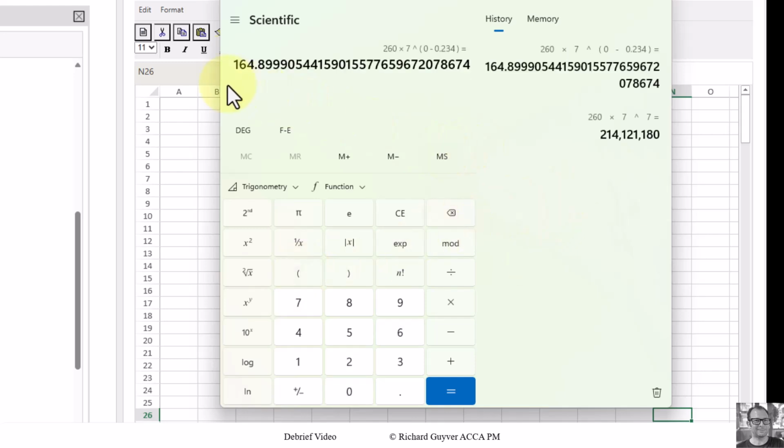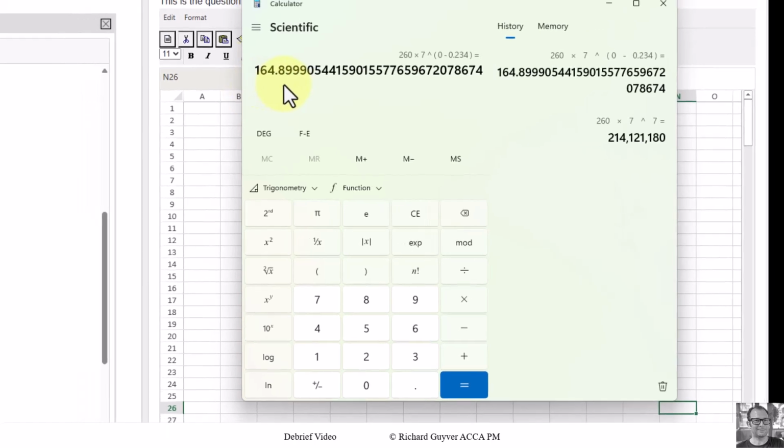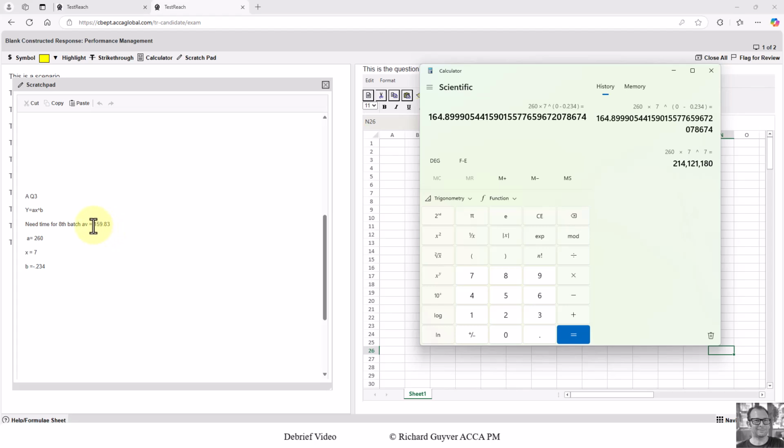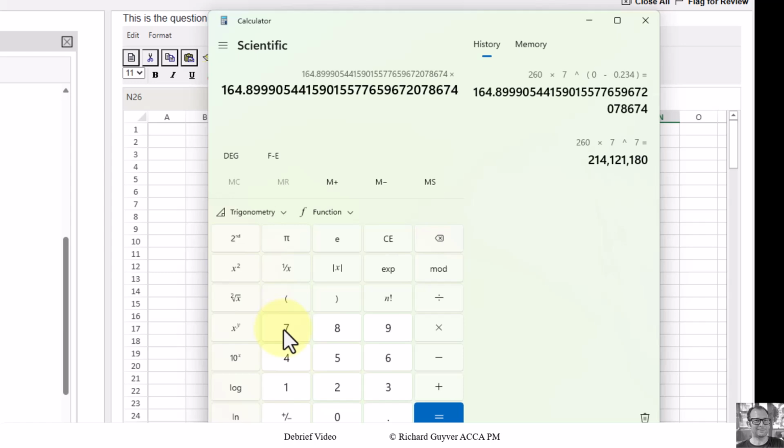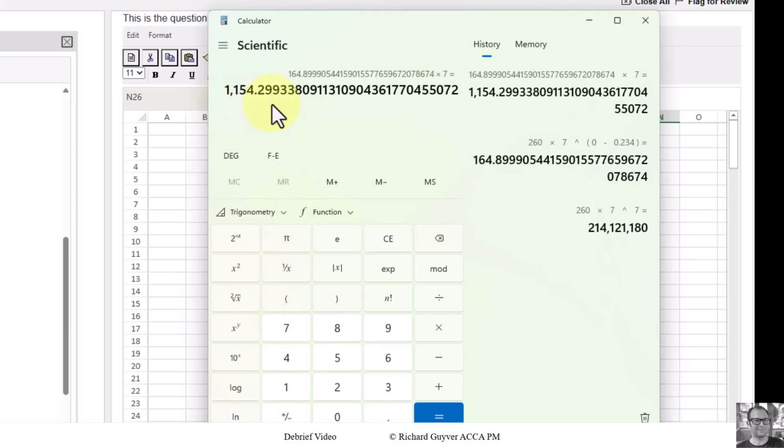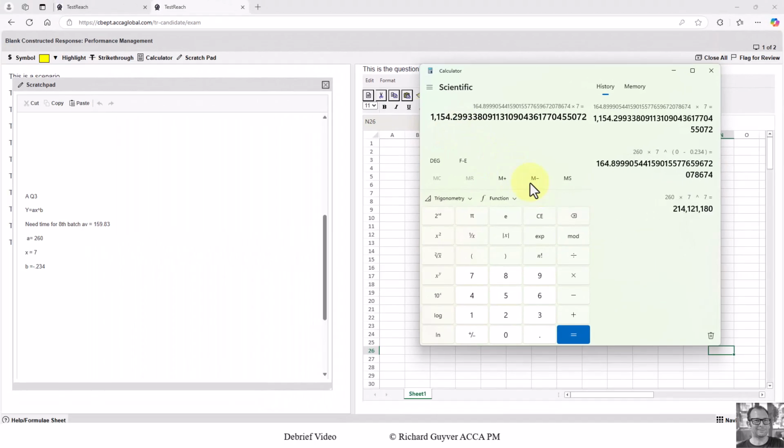So this tells us the cumulative average time for the 7th batch is 164. It's bigger than here, which is what we'd expect. But that's for the first 7, so we need to multiply by 7, and that gives us the total time for 7 batches. And then we need to subtract that from the total time for 8 batches.